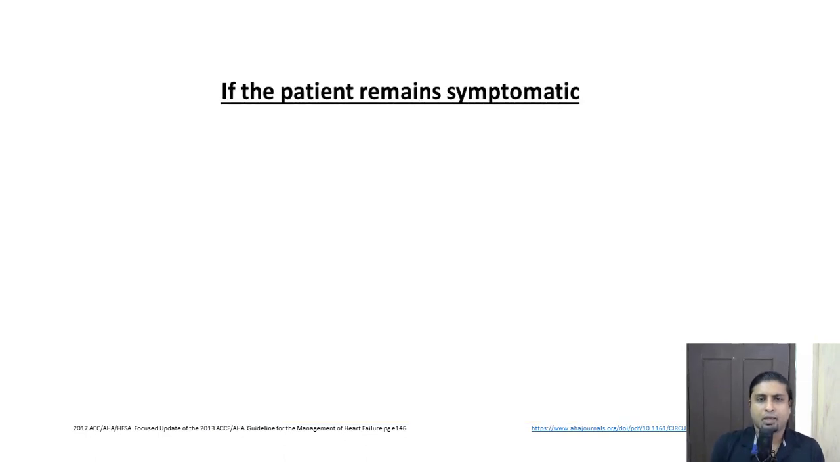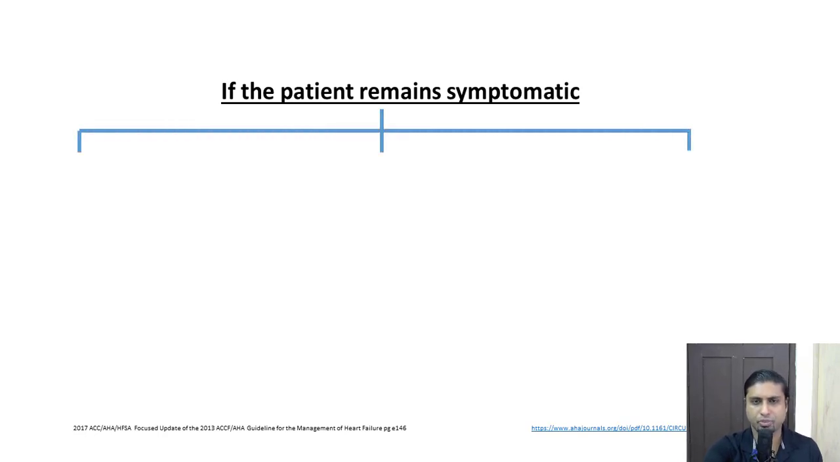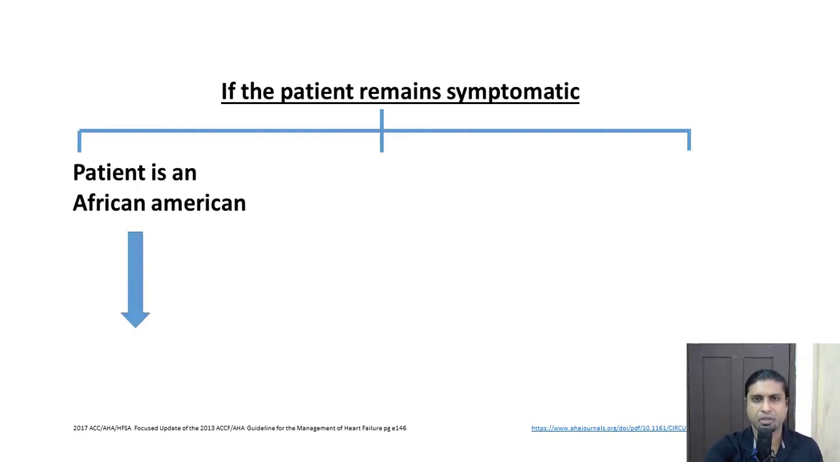Okay, so if in spite of optimal treatment with these drugs that we just discussed, the patient still remains symptomatic, we have options. If our patient happens to be an African American, then we may add a fixed dose combination of hydralazine plus nitrate. Or we could abandon the ACE inhibitor or the ARB and replace it with the hydralazine plus nitrate combination.